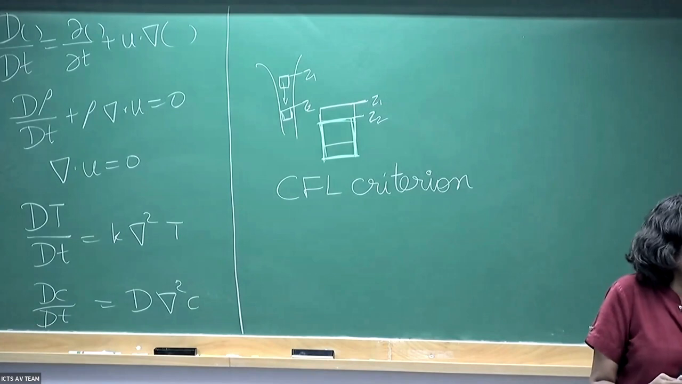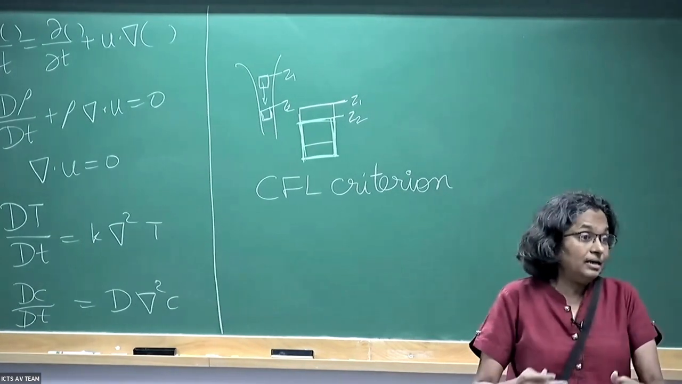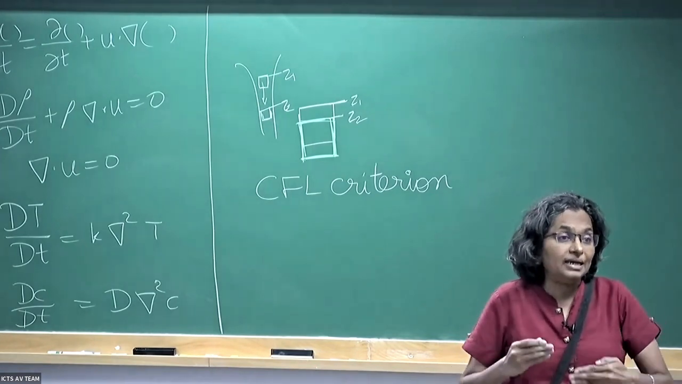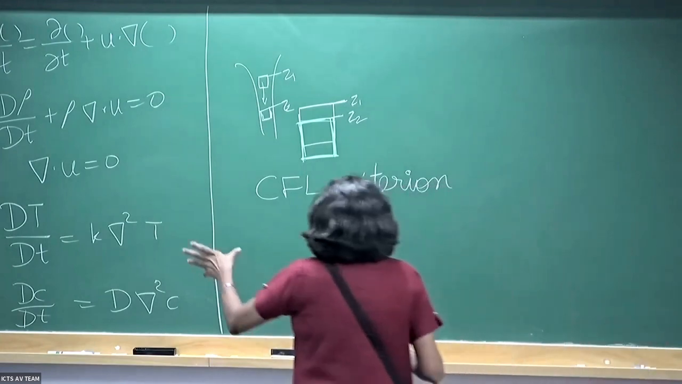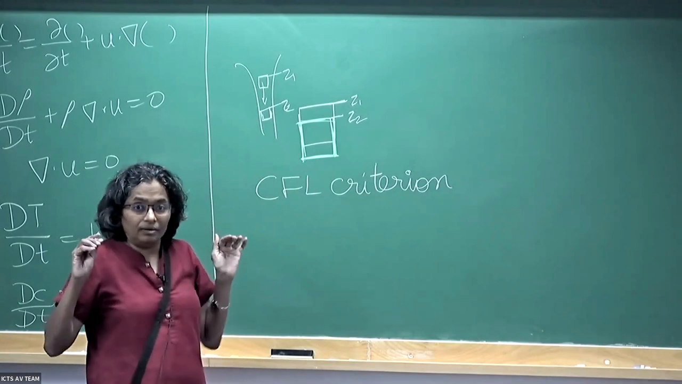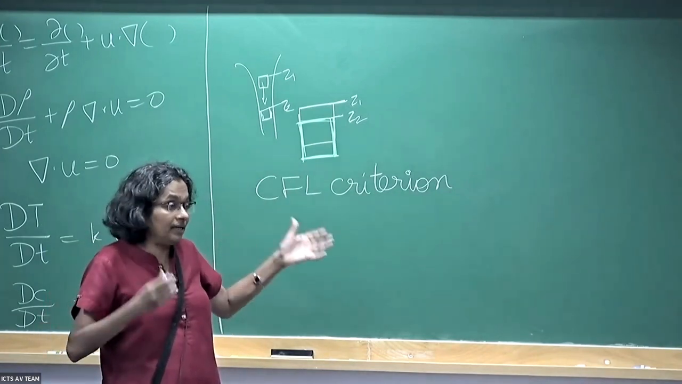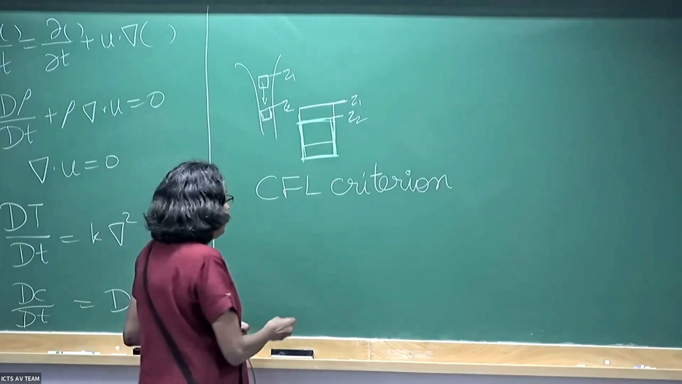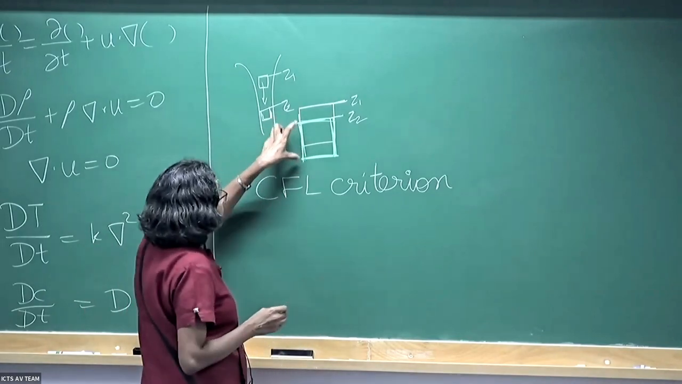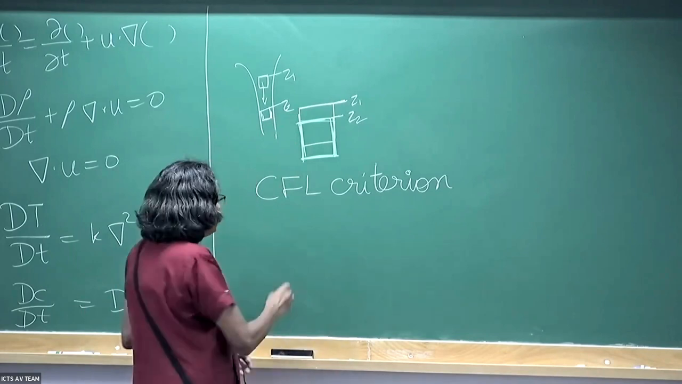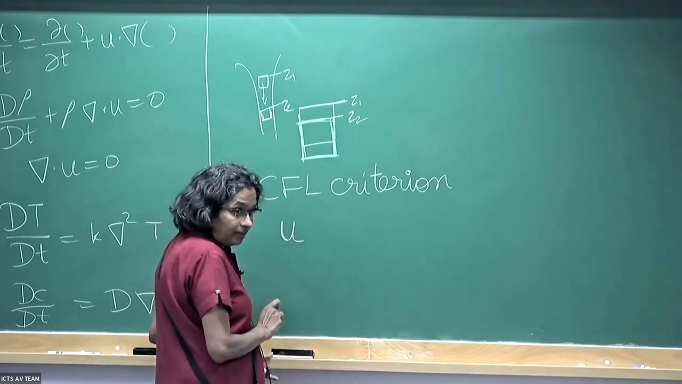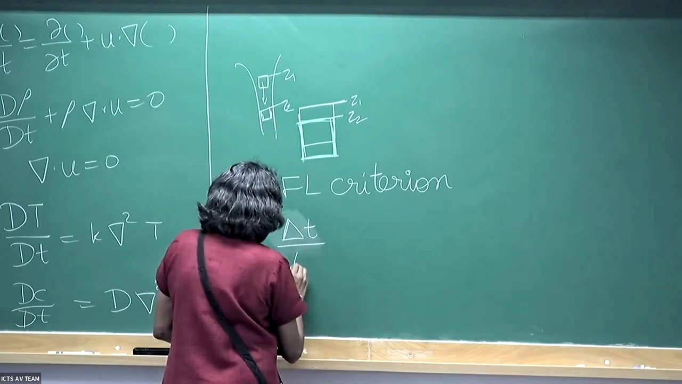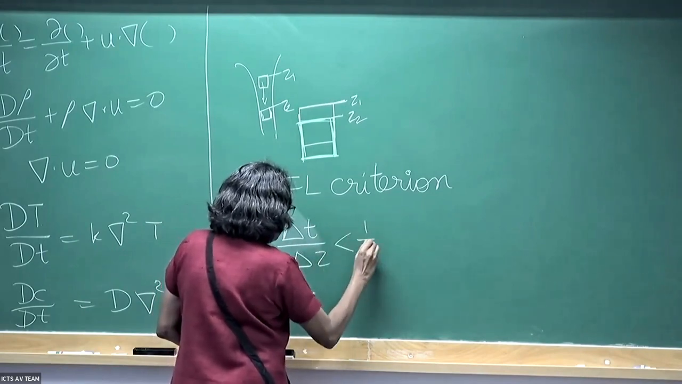Now the delta t you choose, if that's too big, you're going to run into unstable solutions. You're going to run into wrong solutions. So it's very important to choose the delta t very small. And this criterion is just for linear equations. It's not a formal criterion for a nonlinear system where the proof is done. But it's kind of a thumb rule we use, where we say that in one time step, you should not go too far from where you started. So basically, with the velocity of the flow u, delta t by delta z should be less than 1 by u.